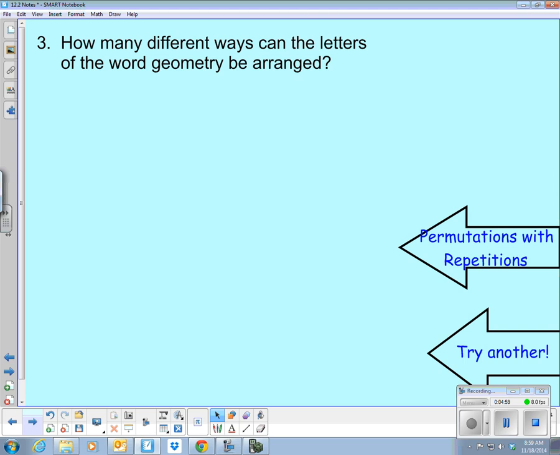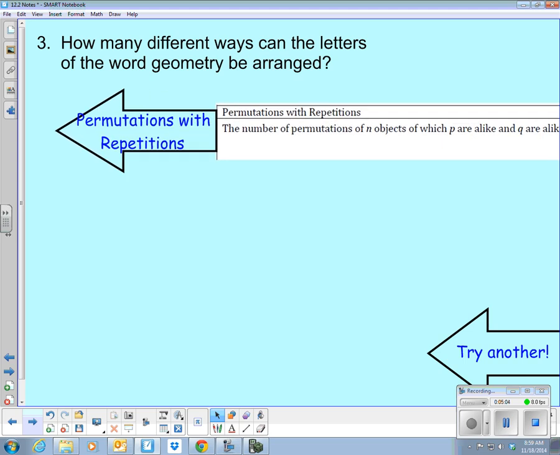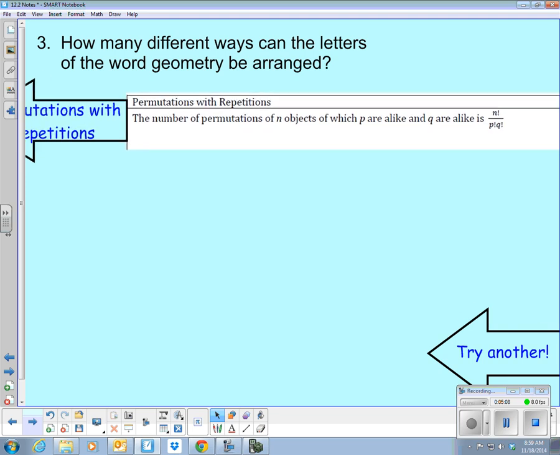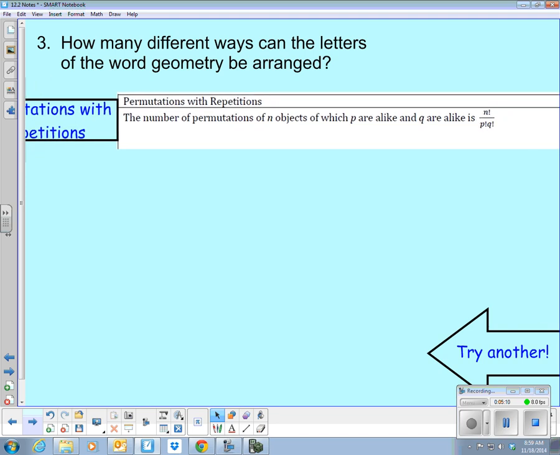All right, so how many ways can the letters of the word geometry be arranged? So here you have a permutation with a repetition. How do I know it's a repetition? Because there are two E's in geometry. So how does that change? Well, all I do is take the factorial over the top, and then on the bottom, what I do is divide by everything that repeats.